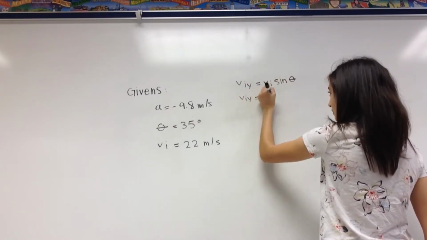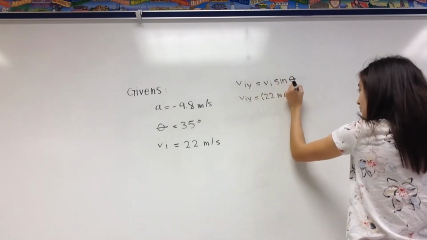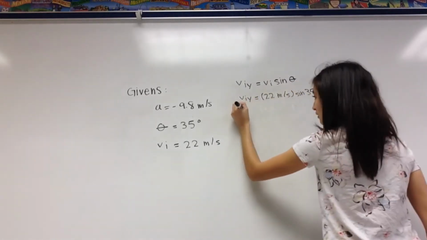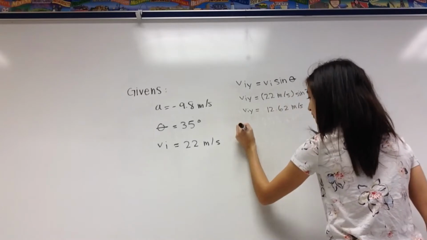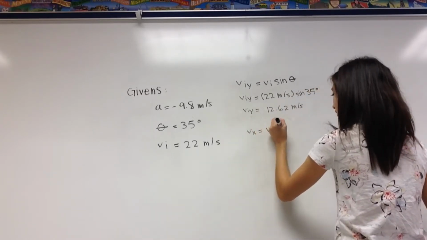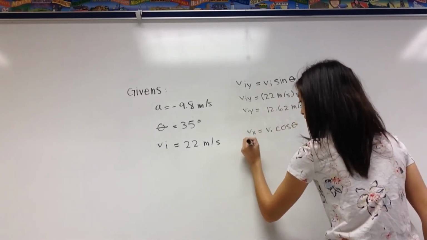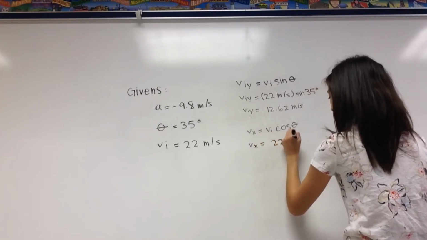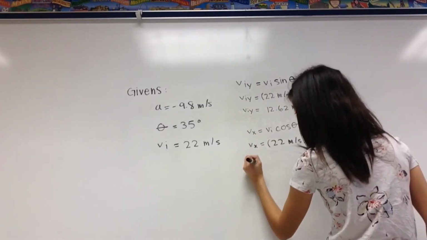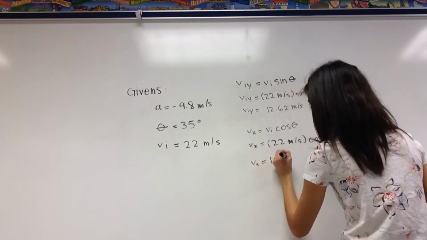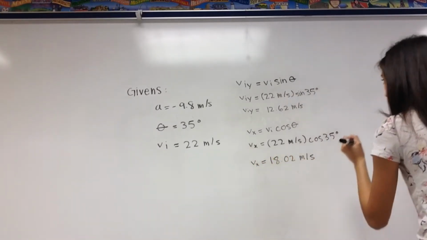For the y velocity, use the formula Vy equals v sine theta. Plug in your givens, and you should get 12.62 meters per second. For the x velocity, use the formula Vx equals v cosine theta. Plug in your givens, and you should get 18.02 meters per second.